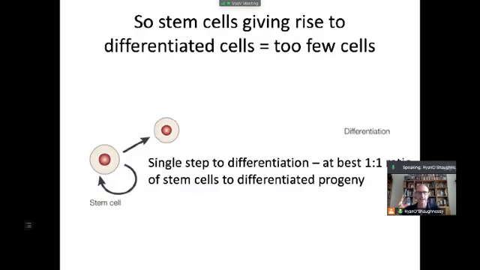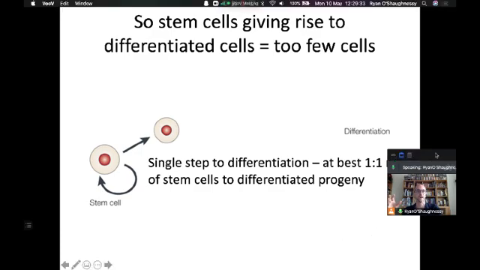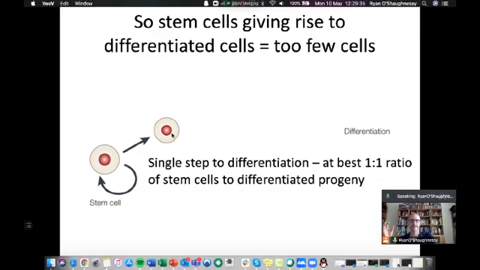So if we have stem cells giving rise to differentiated cells directly, we'll have too few cells to be able to homeostatically maintain a tissue. So at best we'll have a one-to-one ratio of stem cells to differentiated progeny. And remember, in that more modern interpretation where we just track cell fate, this one-to-one ratio is that balanced system of cell division where one dividing cell gives rise to one progeny and one terminally differentiating cell.